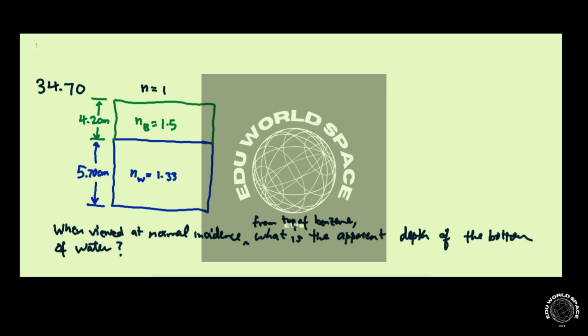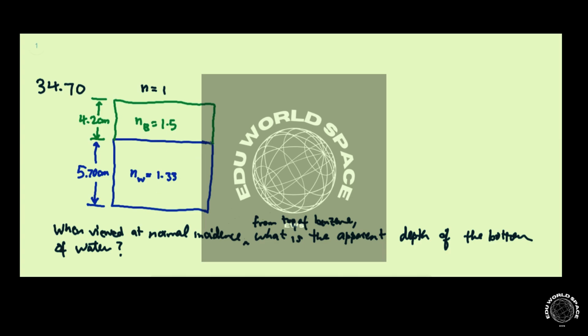So due to the things we're given in question 70, in this figure here on the left side, we have a layer of benzene with an index of refraction of 1.5 that's sitting on top of a layer of water, and the depth of the benzene is 4.2 centimeters, whereas the depth of the water is 5.7 centimeters. And we're given the indices of refraction of benzene and water.